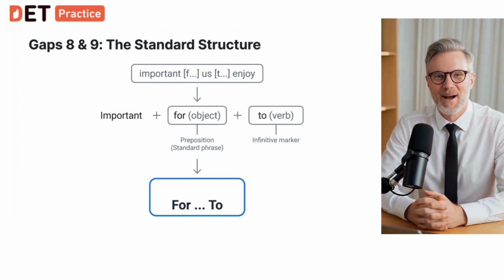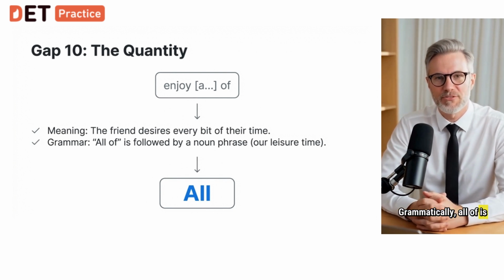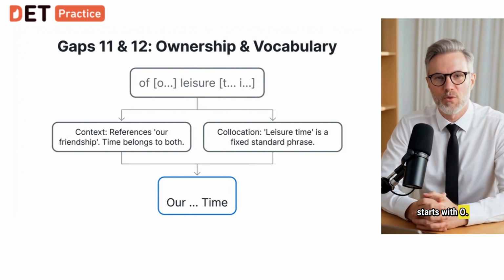For the 10th gap, after enjoy, we have an incomplete word starting with A. The answer is all. The context tells us the friend thinks they should enjoy some portion of their leisure time together. The phrase all of means every bit of something. Grammatically, all of is followed by a noun phrase, in this case, our leisure time. The 11th incomplete word comes after of and starts with O. The answer is our. We need a possessive adjective before leisure. Since we've been talking about our friendship throughout the passage, our leisure is consistent. This possessive shows that the leisure time belongs to both friends.